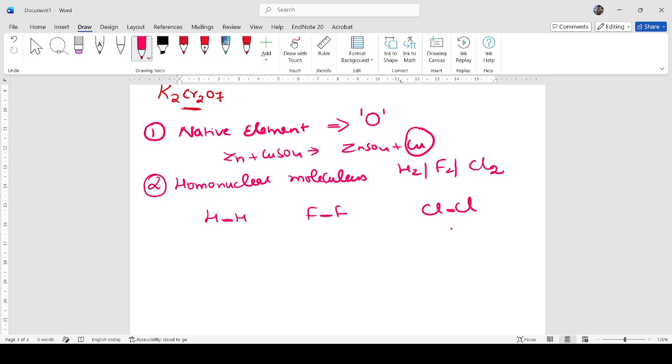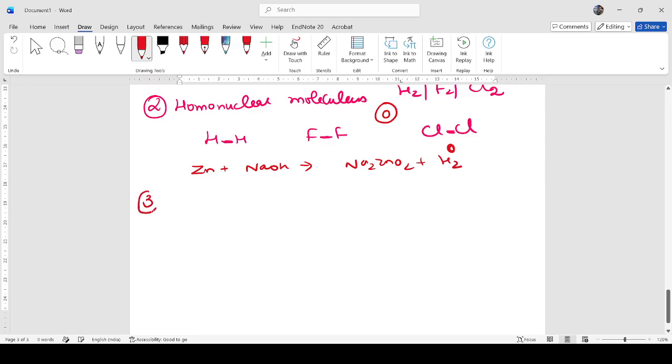Do you understand what I say? There is no one to pull it, no one to give it. It is equal among them. So in such cases also, the oxidation states here remain 0. For example, zinc plus NaOH gives you Na2ZnO2 plus hydrogen. Here the hydrogen gas has an oxidation state of 0.